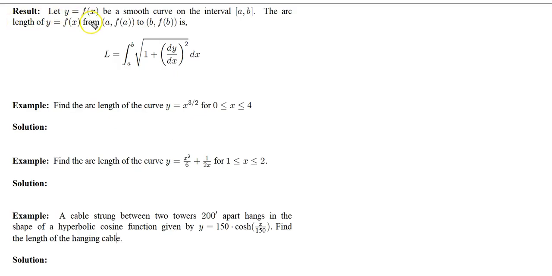Now here's a statement of the result we just found. If we're given a smooth function, y equals f of x, on the interval from a to b, now smooth meaning that the derivative must exist for every x in the interval from a to b, then the arc length of your function or curve from a, f of a to b, f of b is given by this formula right here. The arc length is just the definite integral from a to b, square root of 1 plus your derivative squared. So let's take a look at this example.